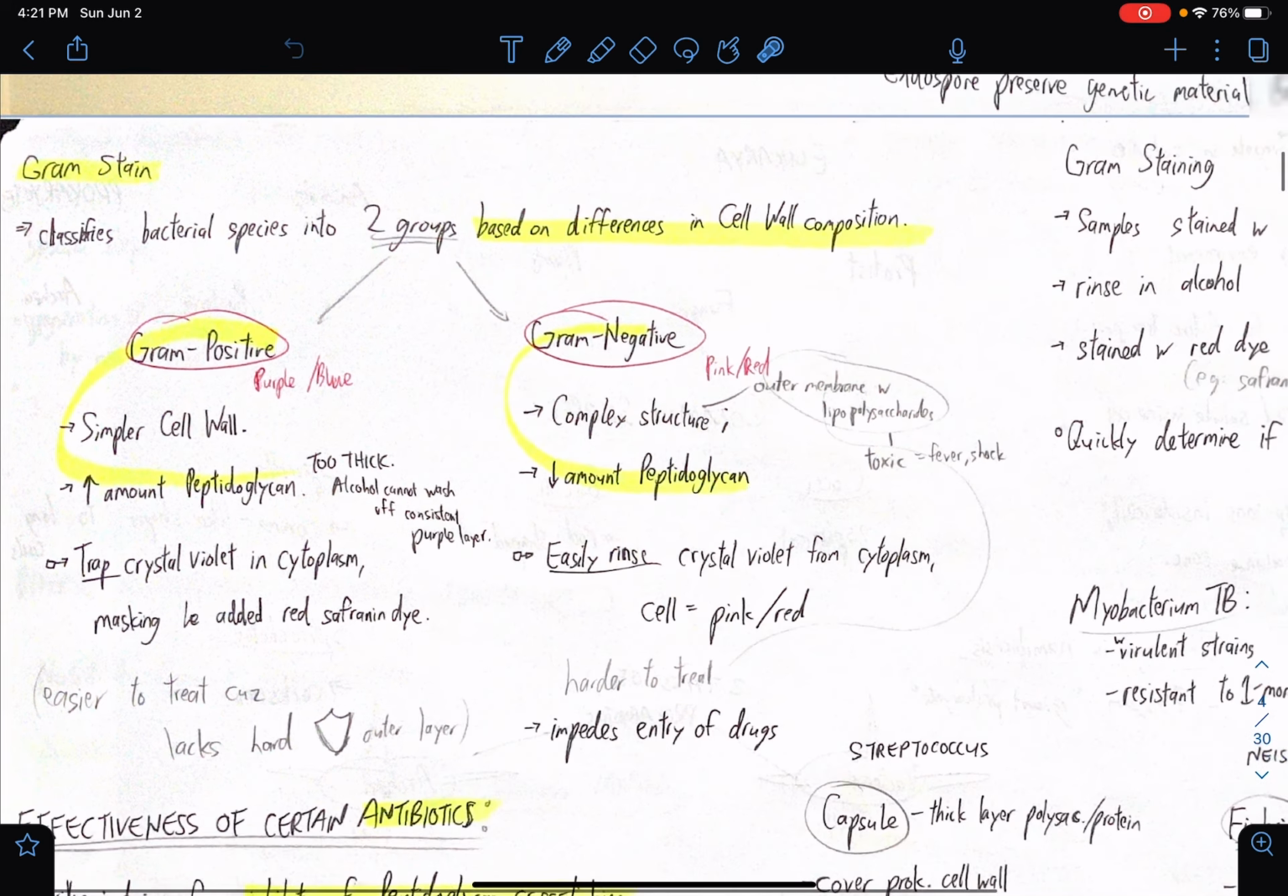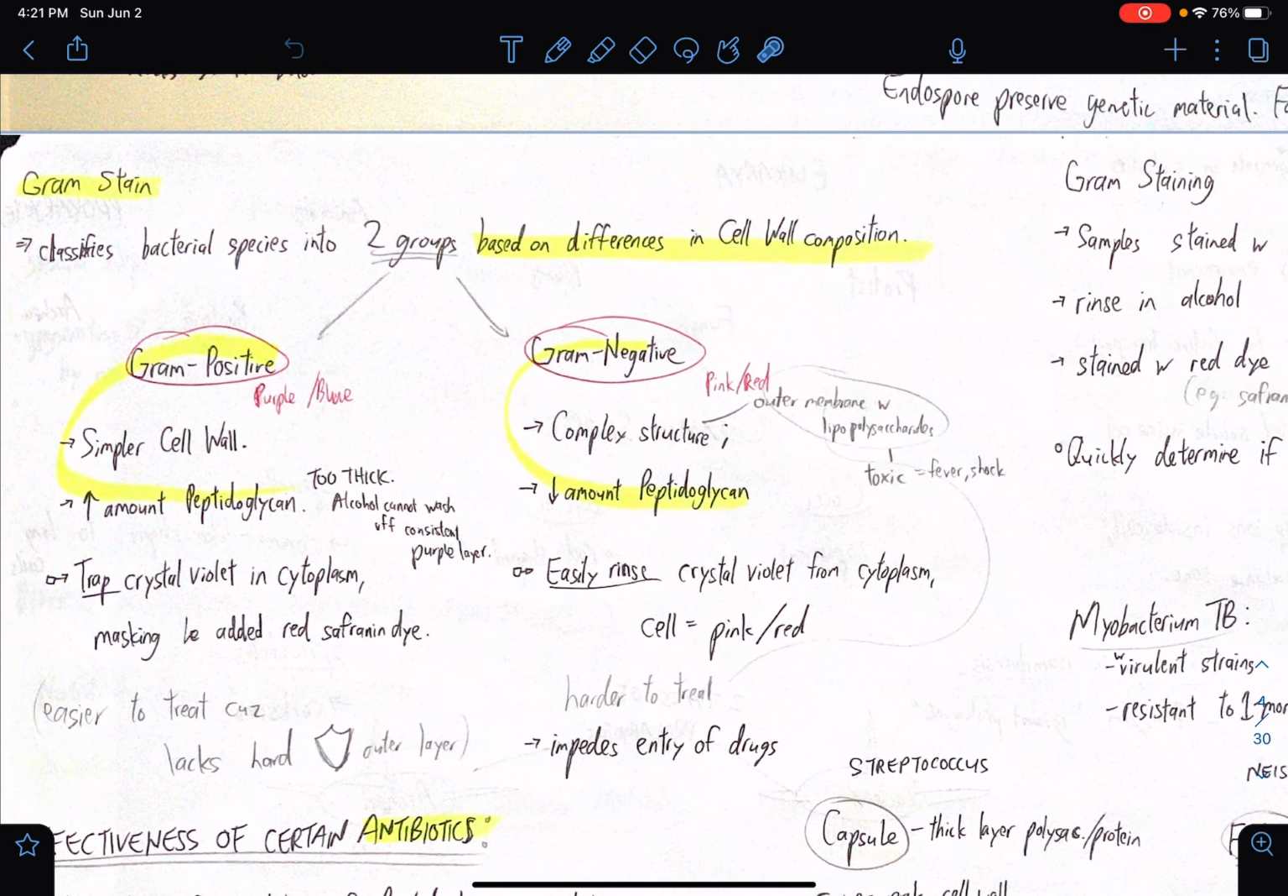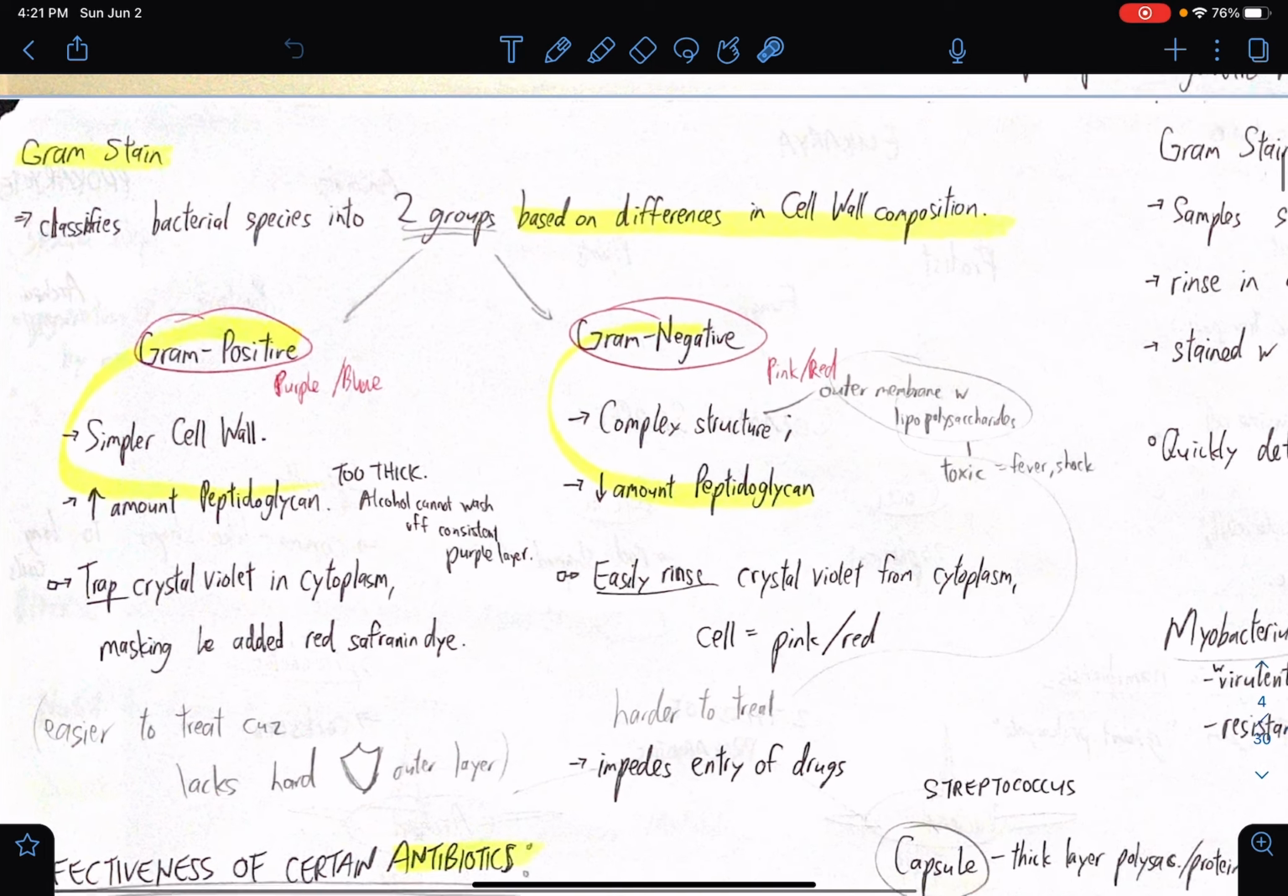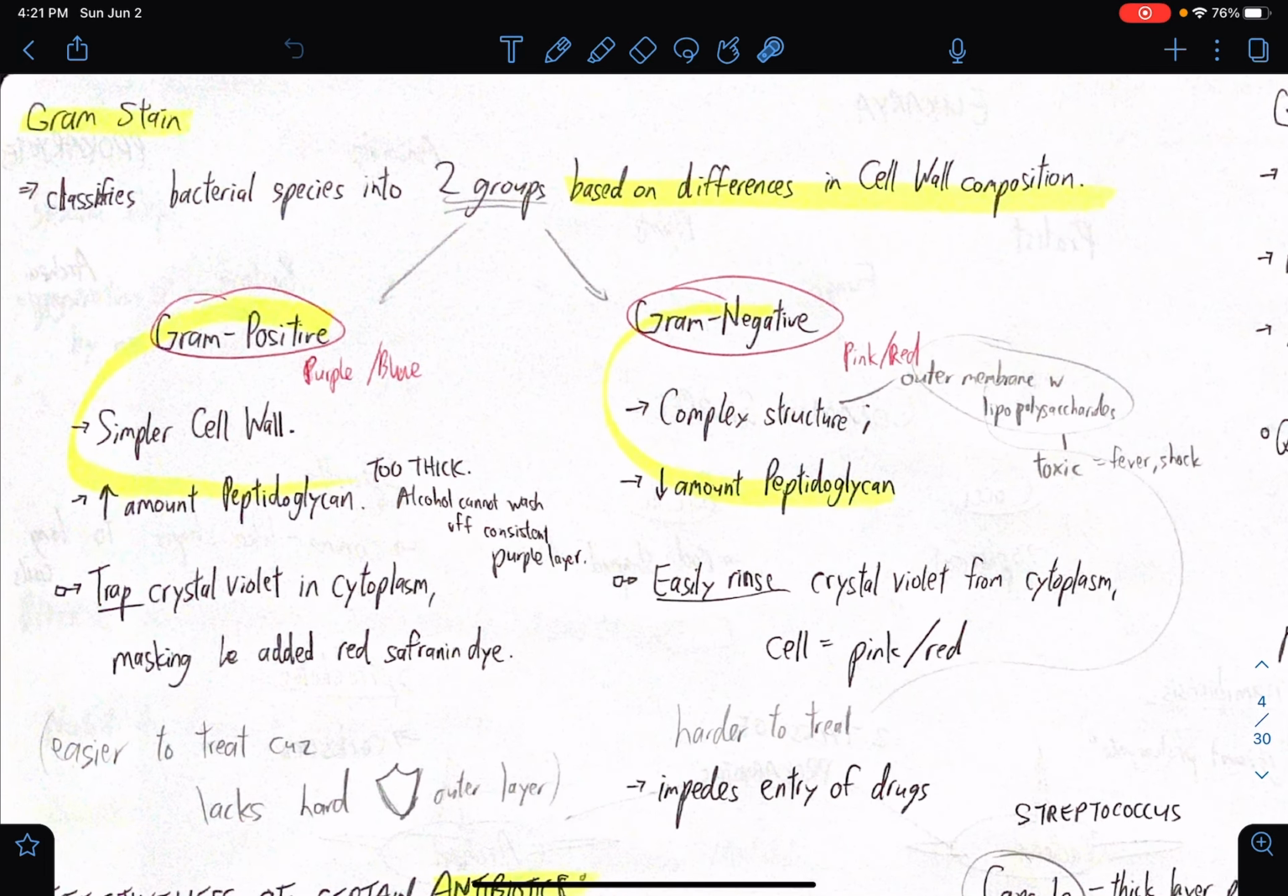And yes, there's a reason why it's important to determine whether a particular infection is caused by gram positive or gram negative bacteria. Gram positive bacteria are easier to treat because they lack a protective outer layer. Unlike gram-negative bacteria, which have a complex structure and a low amount of peptidoglycan, these two things come together. So basically, it is harder to treat. It impedes the entry of drugs.